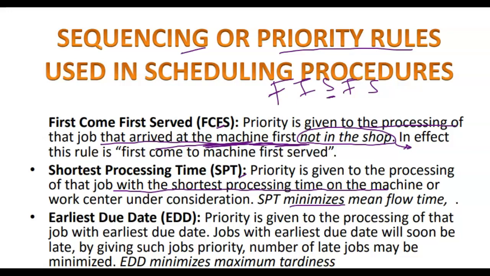While the opposite of shortest processing time is what? Longest processing time. If your priority is to use LPT, longest processing time, you give priority to the job that has what? The longest processing time first, which is the opposite of the SPT.